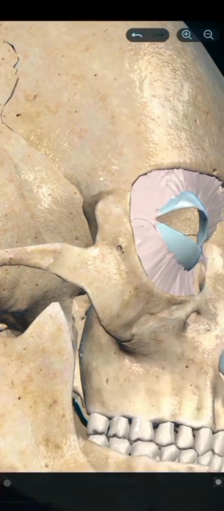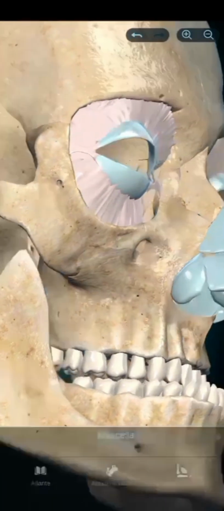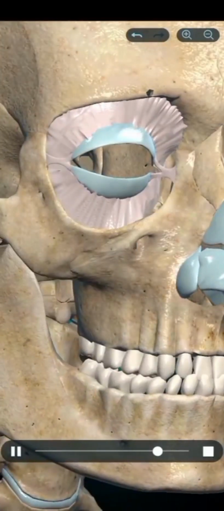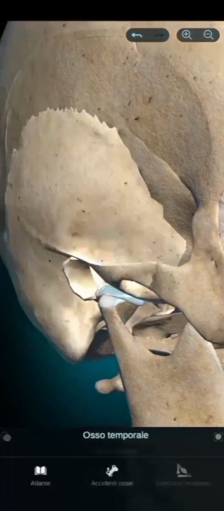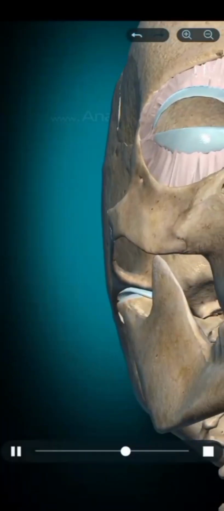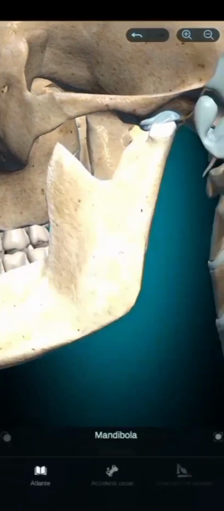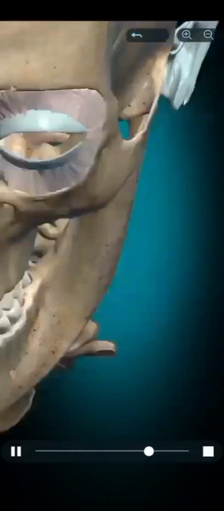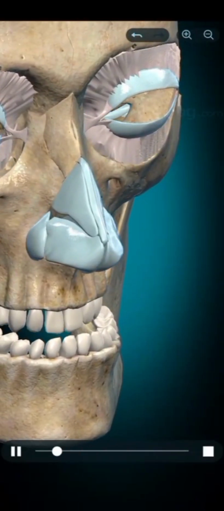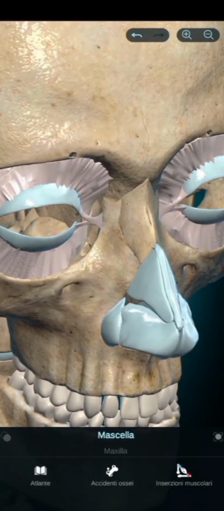Now we will discuss functions of the skull. The skull protects the brain from injury, supports the facial structure, houses sensory organs, and provides attachment points for muscles involved in chewing, facial expression, and head movement. The human skull is a marvel of natural engineering, combining strength, protection, and function.